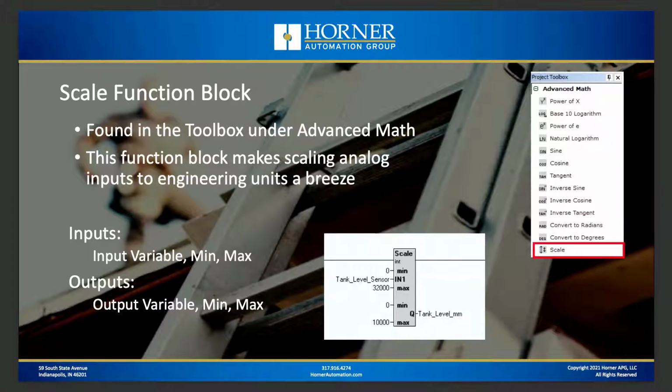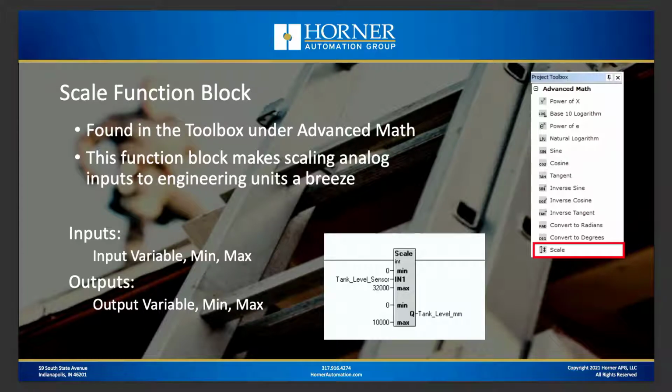Okay, and this function makes scaling analog inputs over to engineering units really easy. So you typically have an input variable, which is almost always either your analog input signal directly coming into the AI register, or it's a version of that particular value that's been converted to a real number and then used in a floating point version of the scale function block. So you've got your input variable, a minimum and maximum that you're expecting from your input variable, and then your output variable, which is what the scale block is going to write to, along with the minimum and maximum that you want written on the output side.